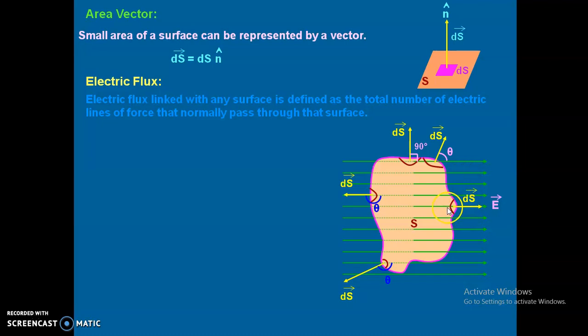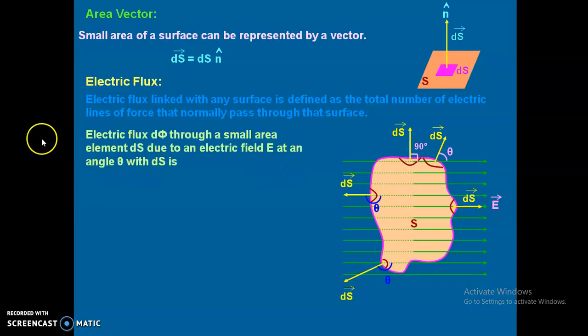So you can see electric field lines are not passing normally through every surface, because this surface's area vector is acting in this direction. So the electric field line is not normal to the area vector, or we can say to this surface area. So to calculate the electric flux d phi through a small area, suppose we choose a very small area, anywhere we can select, through a small area element dS due to an electric field E at an angle theta with dS.